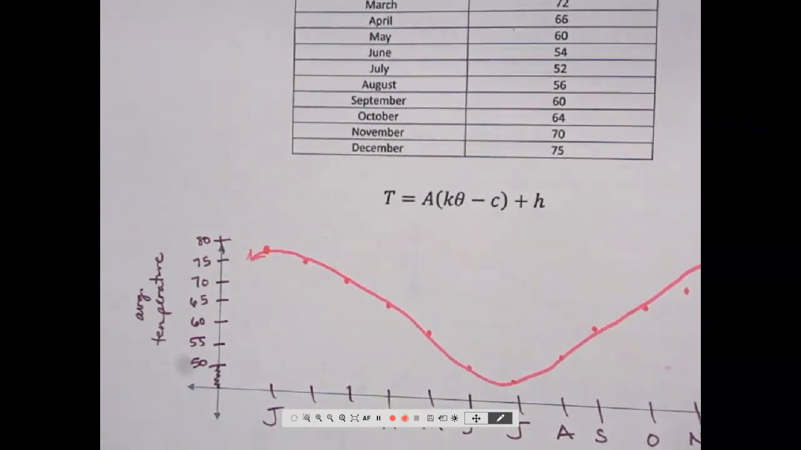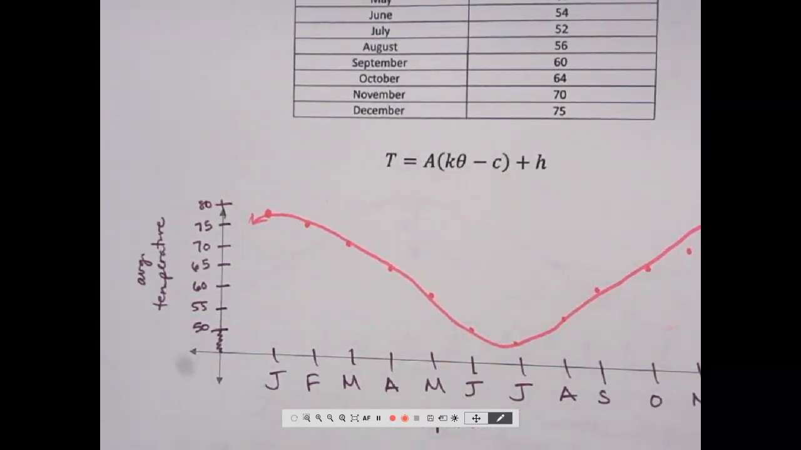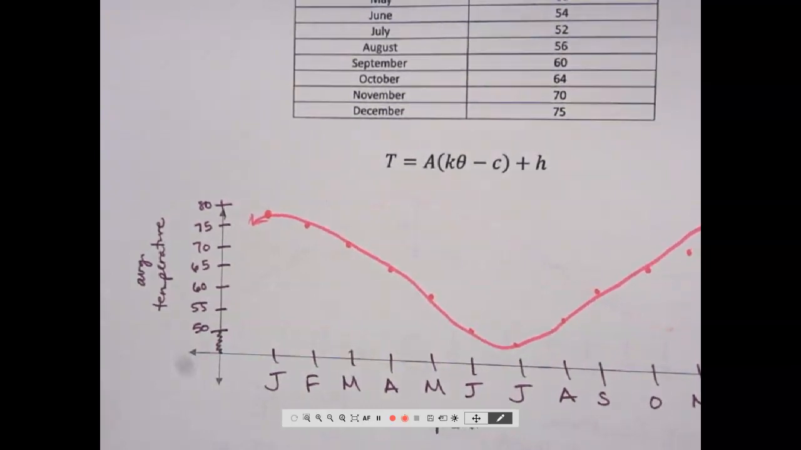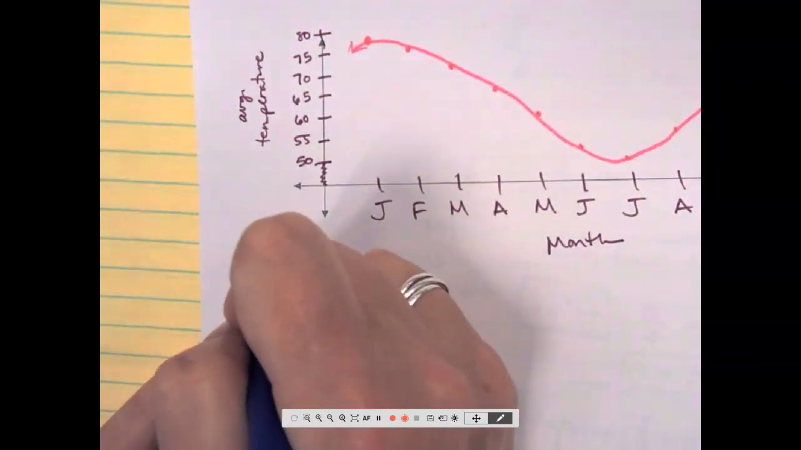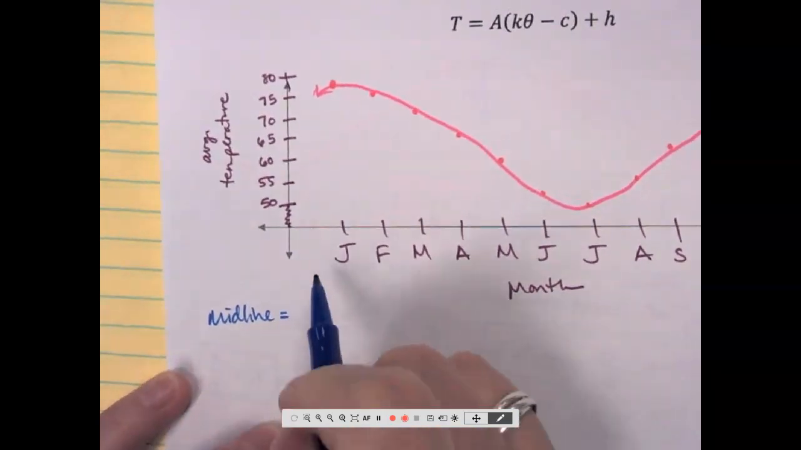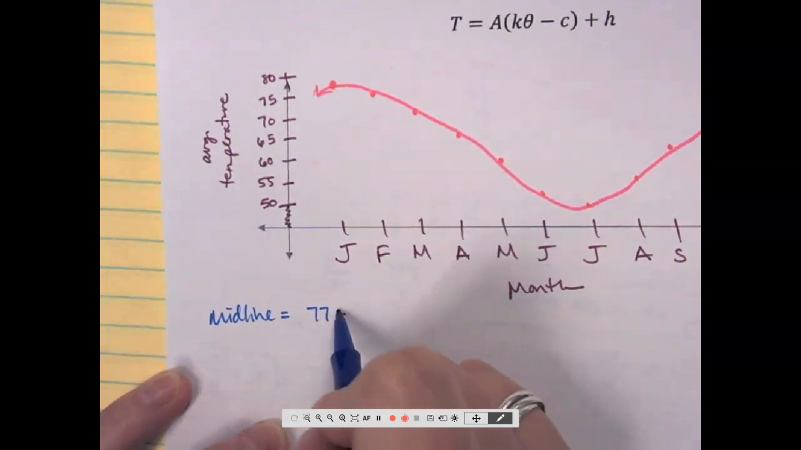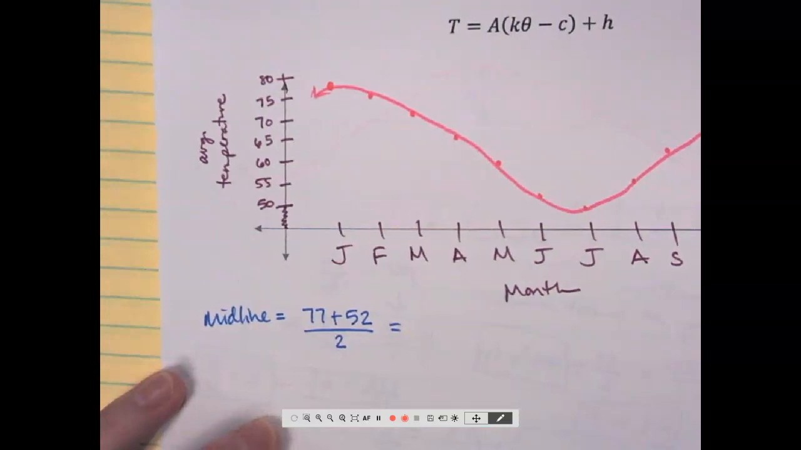First, we found the what? Midline, or sometimes we call it the center line. Okay, so we do that by what? Average the highest and the lowest. Okay, so midline or center line will be highest plus the lowest divided by 2.